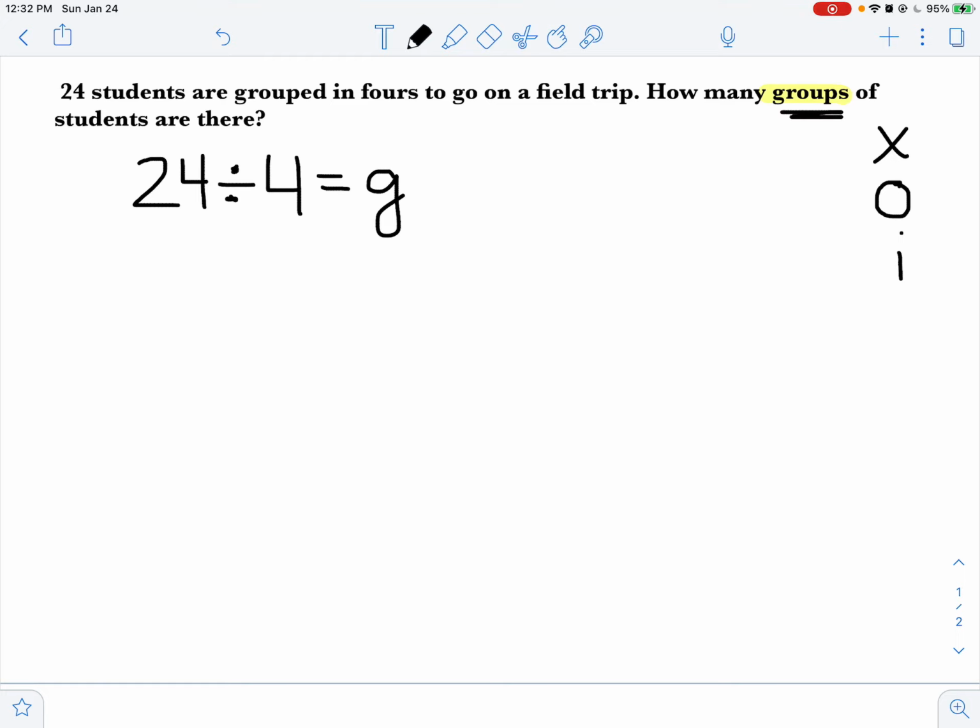I like to make it match what I'm trying to find. It helps me remember what I'm looking for. So I could write this as 24 divided by 4 equals G. Or if I want to think of it as multiplication, I can think of it as, okay, 4 people in each group times some number of groups, which I don't know yet, should give me my 24 students total.